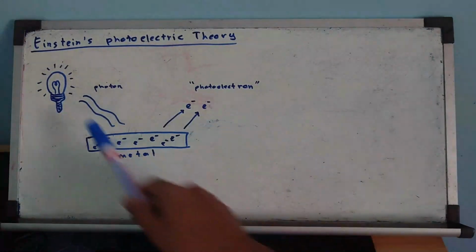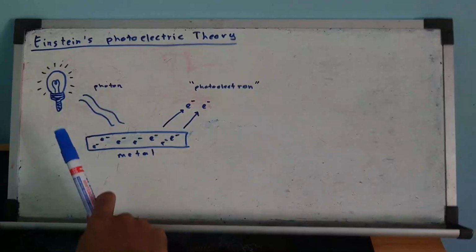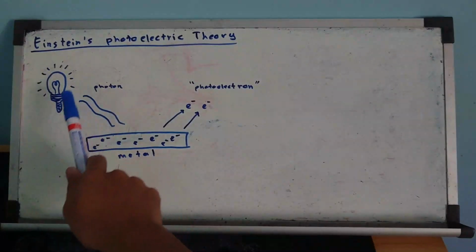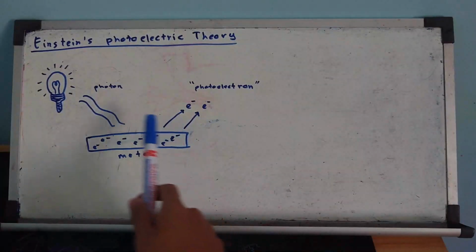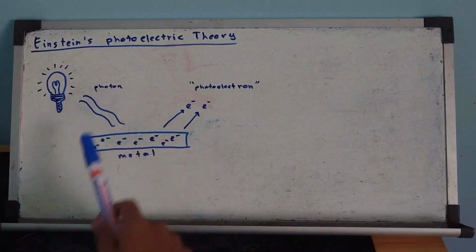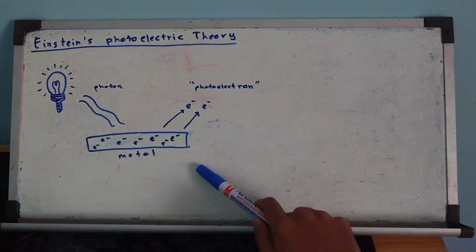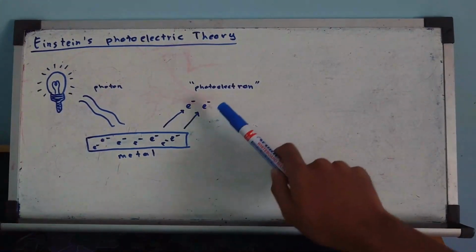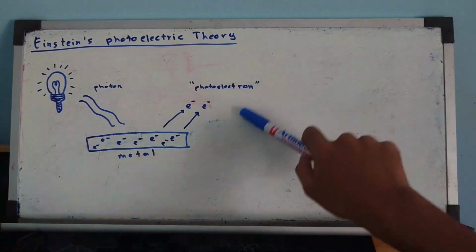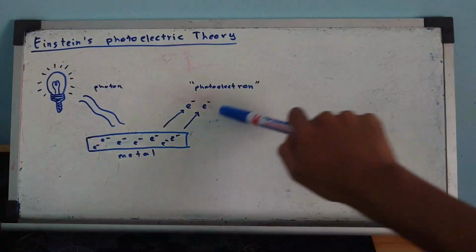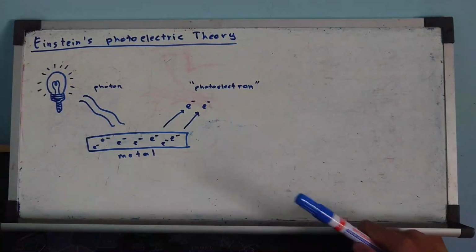So today I'm going to explain about Einstein's photoelectric theory. When a photon is shined onto a metal surface, the photon energy will be fully absorbed by the electron in the metal. The total photon energy is used to release the electron from the metal surface, and sometimes the extra energy will become the kinetic energy of the photoelectrons. So what is a photoelectron? A photoelectron is an electron that is emitted from the metal surface caused by the photon energy.